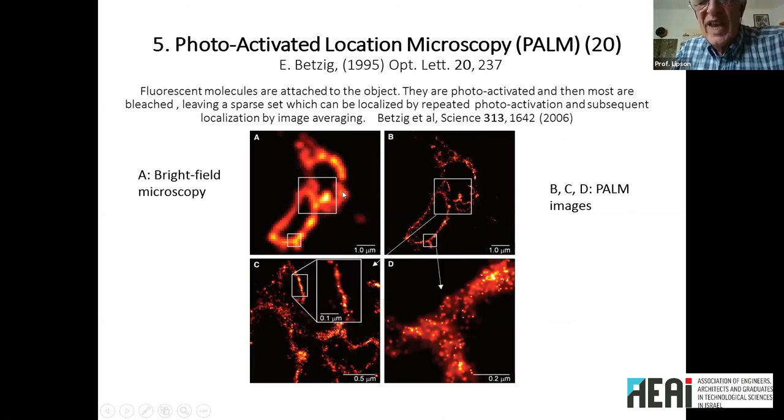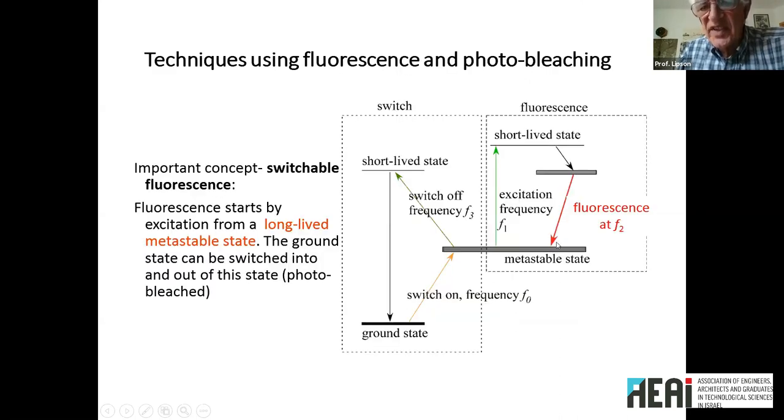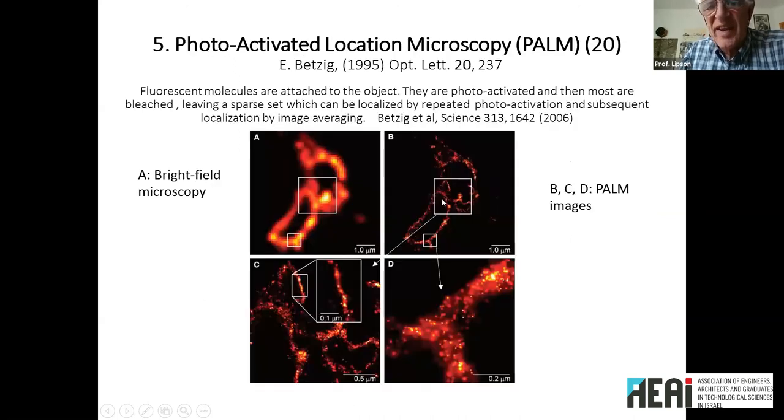You can now excite them with this system here with F1. And you just go and cycle this many, many times. They fall back to the metastable state. You excite them again, go back. And so you get many, many emissions of photons at F2, all of them, and you know that they come from the same molecule. So we just follow those molecules through. We take lots and lots of pictures.